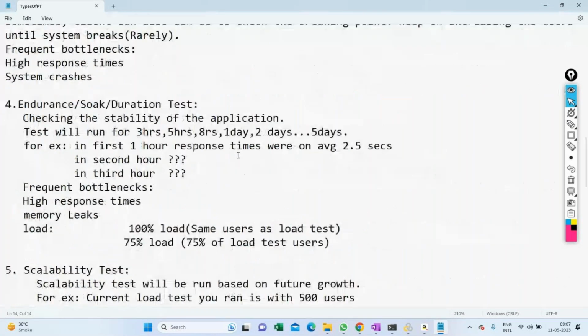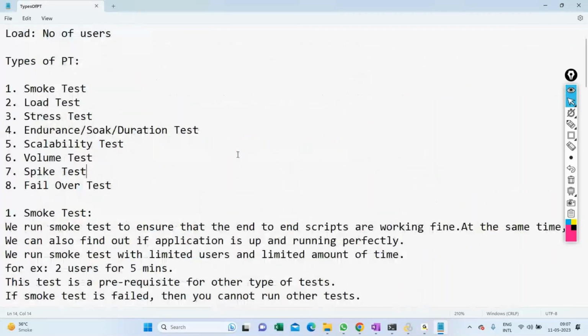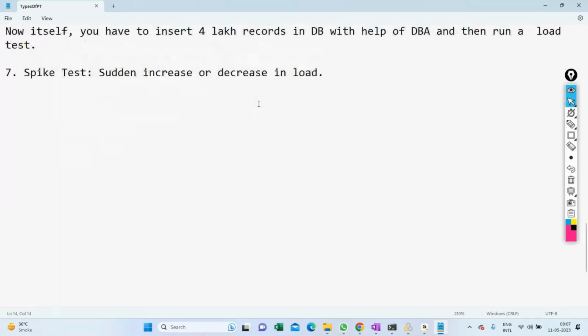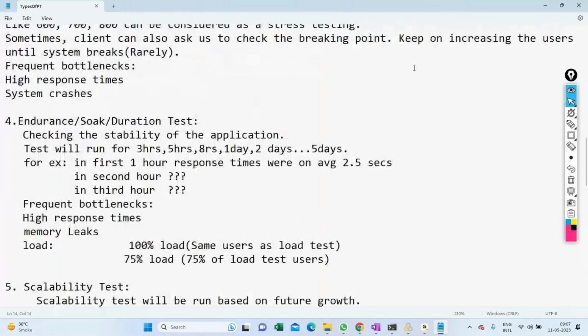Any other questions? Okay, so tomorrow I'll add a couple of points on failover test here, and then I'll share the document to you guys as well. So thank you.